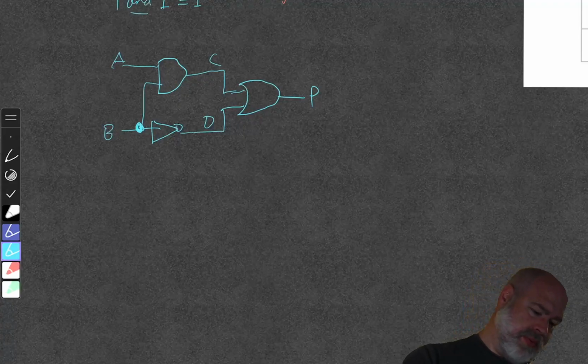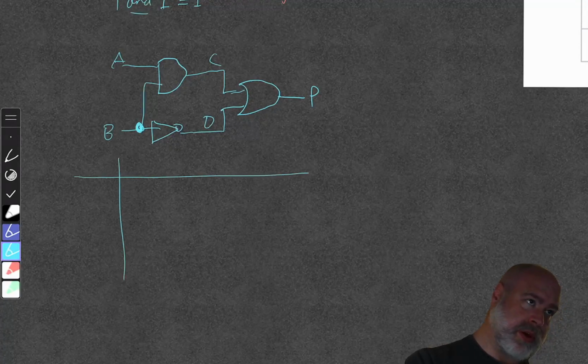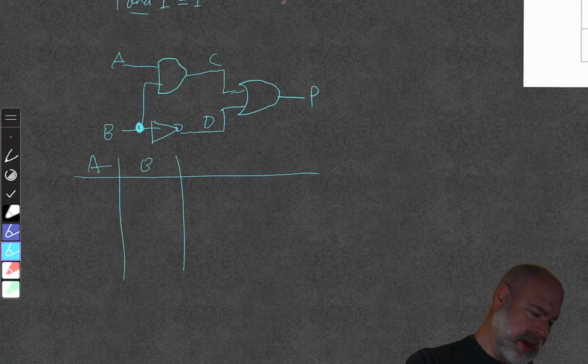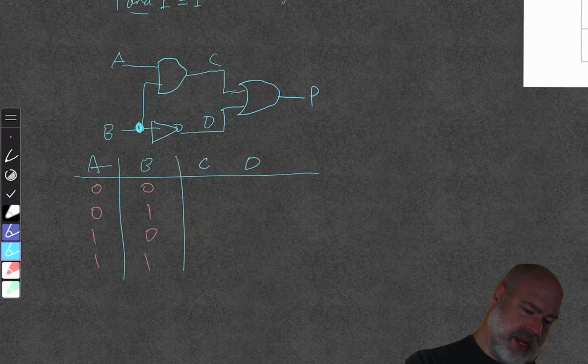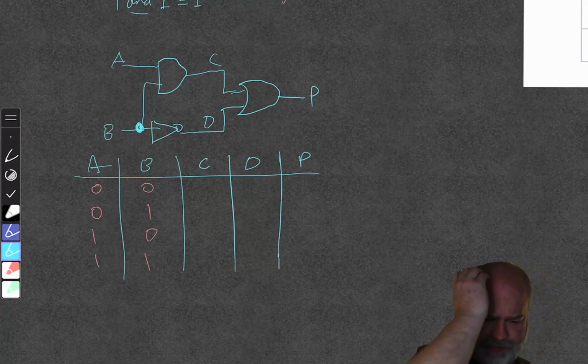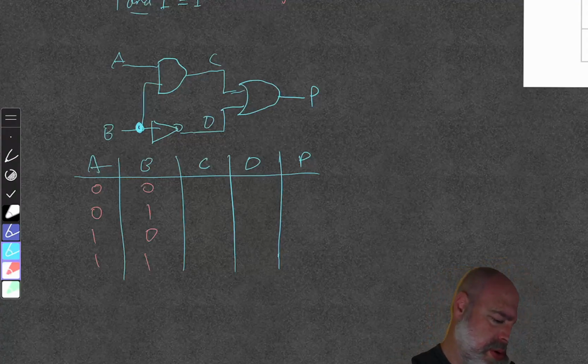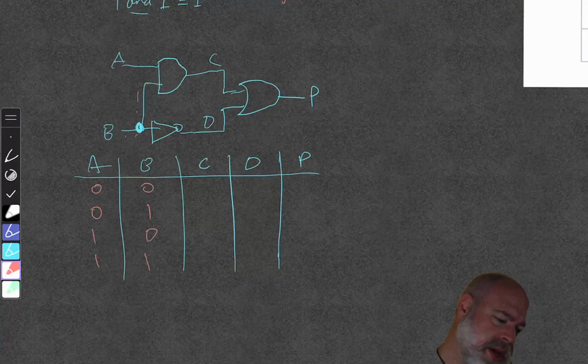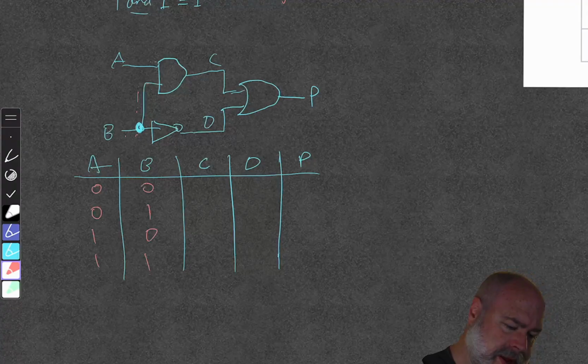Let's look at the table for this. So I've got A and B, and I can either have 0, 0, 0, 1, 1, 0, or 1, 1. And let's have a look at all the different permutations here. We could have C, D, or P. What are they all going to be? So let's look at the first one. If B is 0, that's going to go up here, and A is 0, then C is going to be 0 AND 0, which is 0. D is going to be NOT B, so it's going to be the opposite of that, because if that was 0, it gets inverted and it goes to 1.